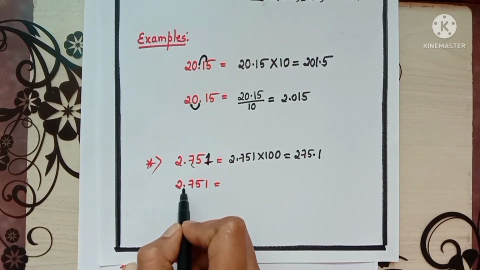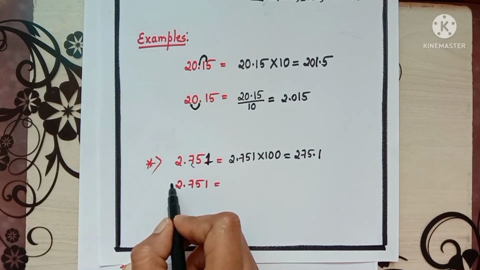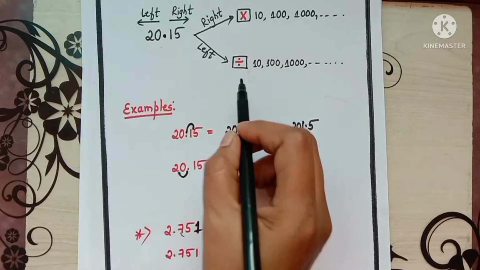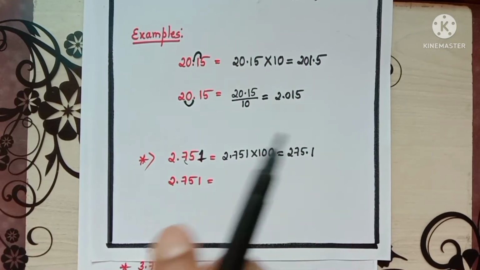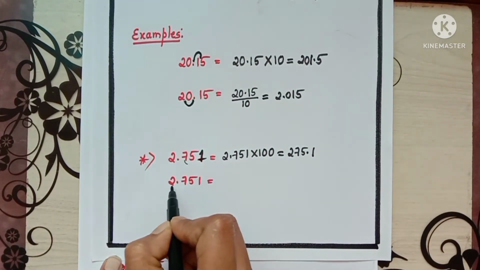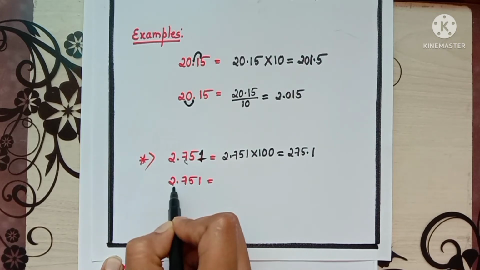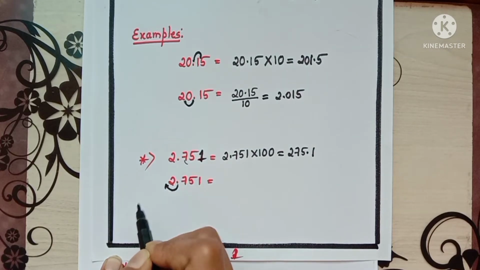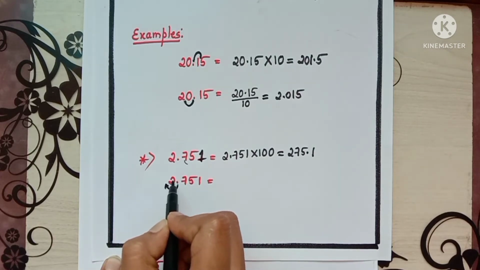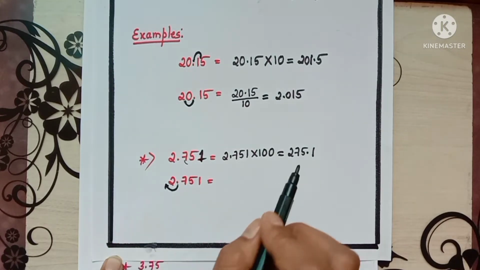I am shifting this decimal point to the left side. Left side means what I have to do? I have to divide. Here I am shifting the decimal point by 1 digit. 1 digit means it will be here. Beside there is nothing. Nothing means there will be 0.